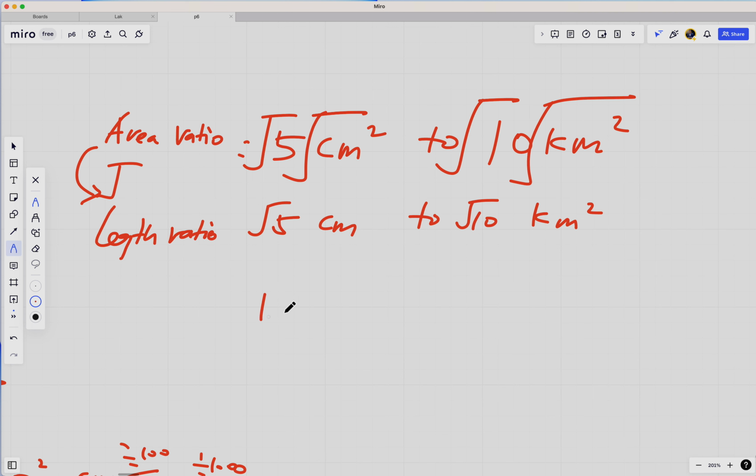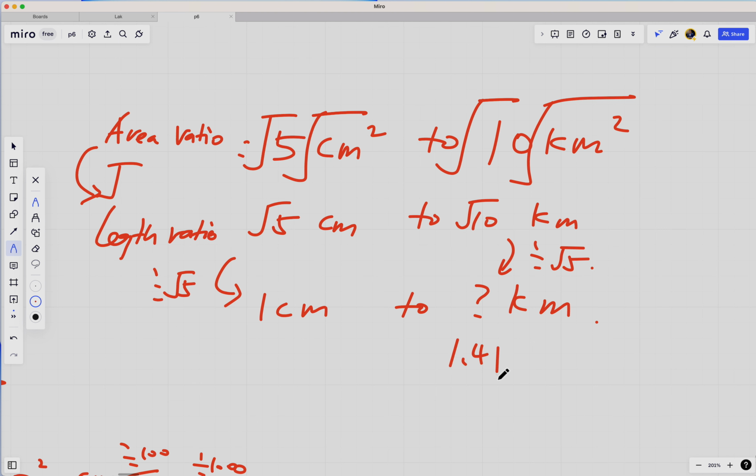If they give you 1 cm to how many kilometer? The square should be gone already, square root already. So ask yourself, how do you get this to here? You divide by square root 5, right? So same thing, you divide by square root 5. So what's the answer? Is it a mixed number? No. Then 3 significant figures. That's your last result, 1.41. Okay, good. Done. That's how you do it. The reverse of square is?